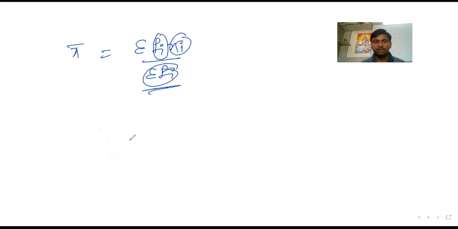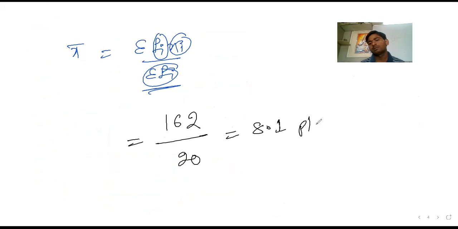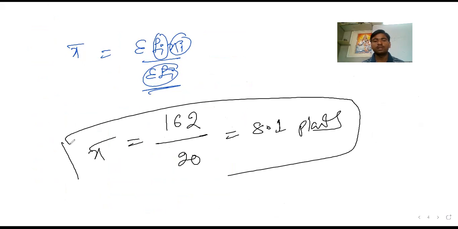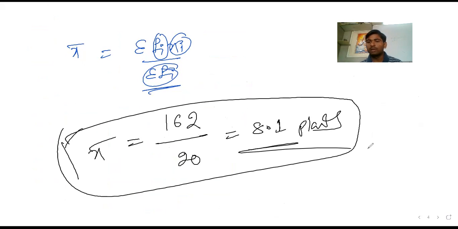So what is the formula? Just now I told you, sigma fi xi, 162 by 20. So do the calculation, you are going to get 8.1 plants. What's the average of the plants? Simply you can say 8.1 plants. Average for each house, how many plants are going to be placed? 8.1 average you can take for all the plants.